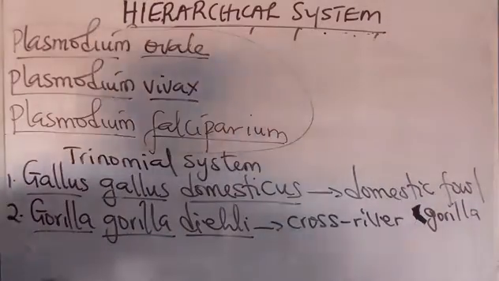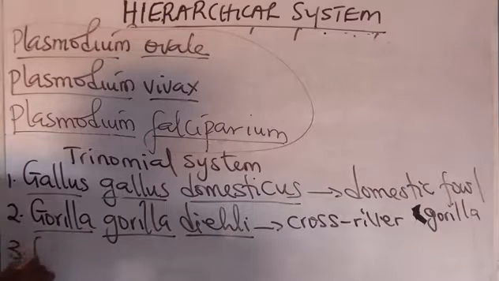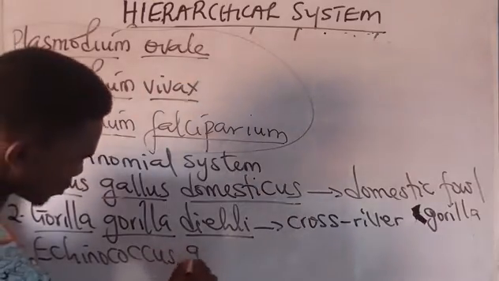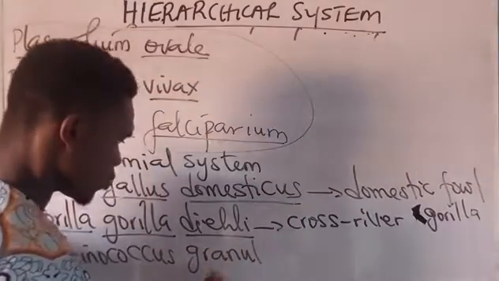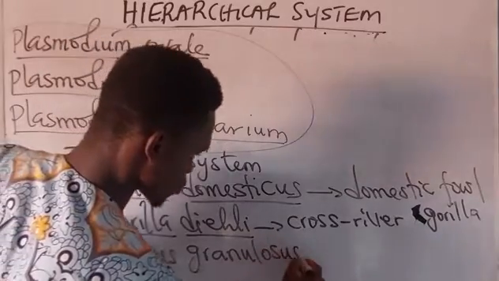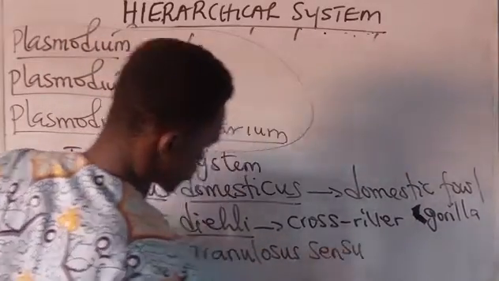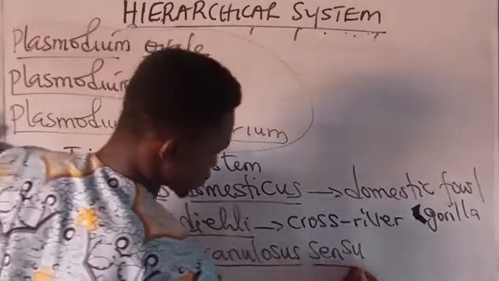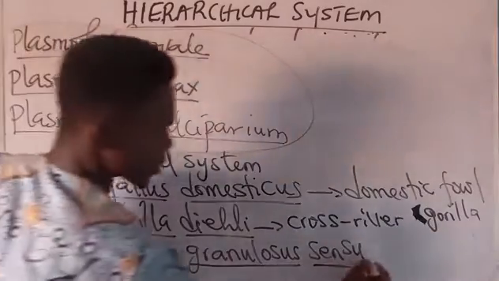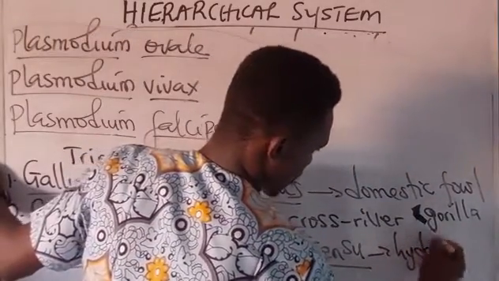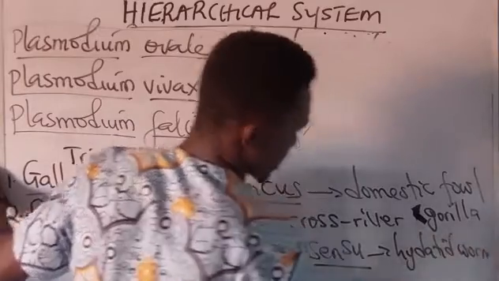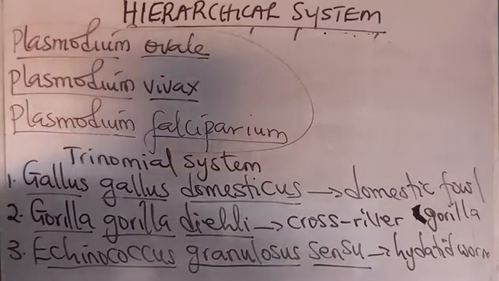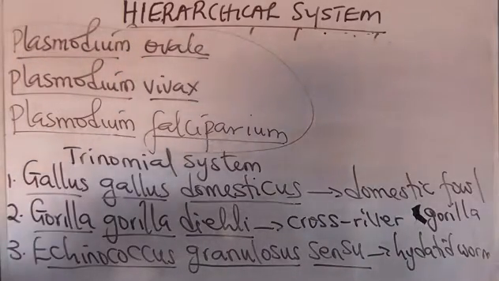You also have Echinococcus granulosus sensu lato. This is the general name, the specific name, and the subspecific name. This one is called hydatid worm. All of these have the trinomial system of nomenclature. So please take note of that. It is very, very important.